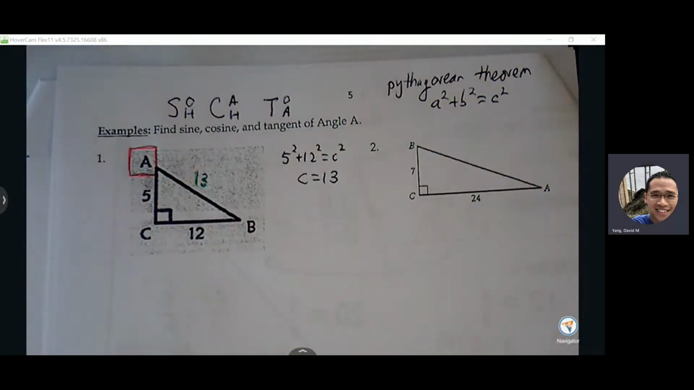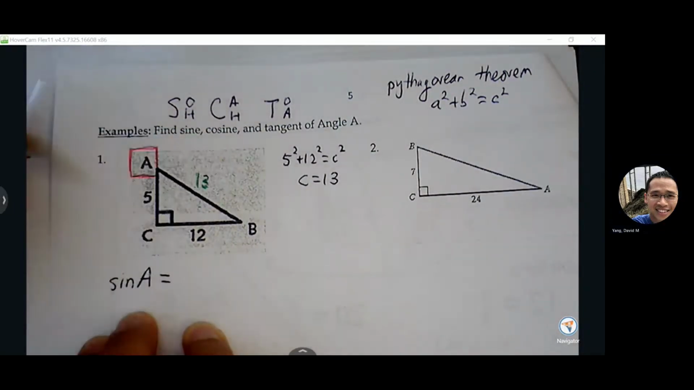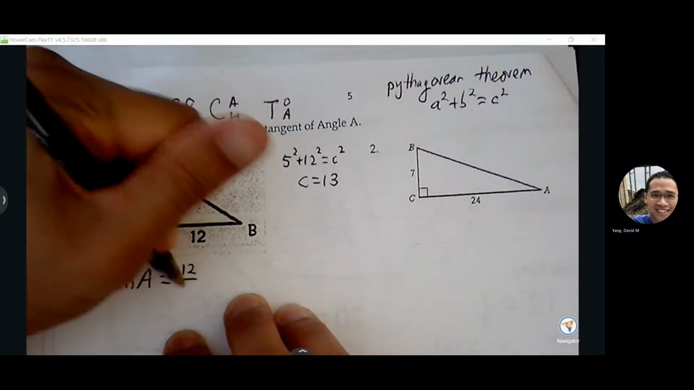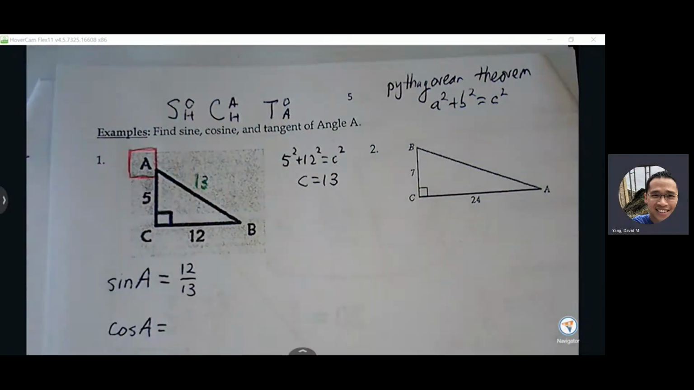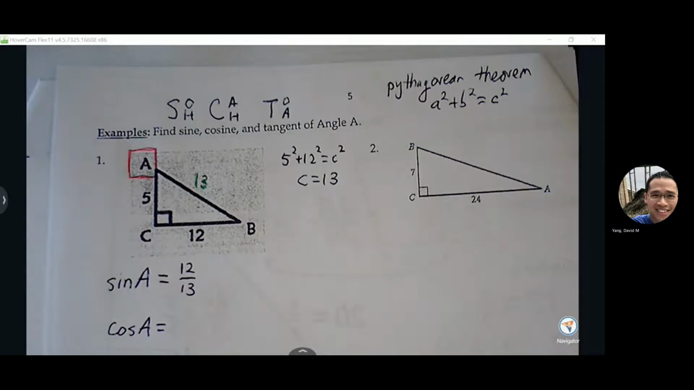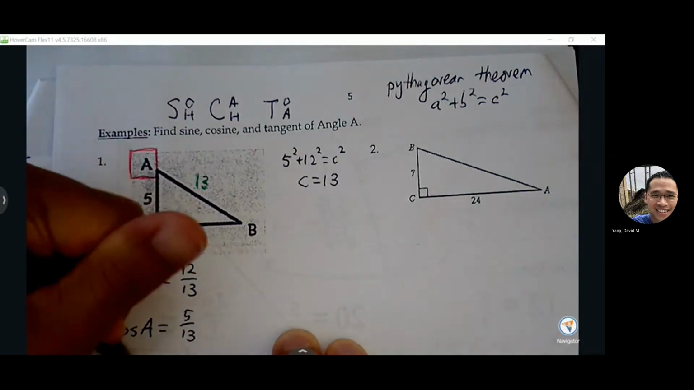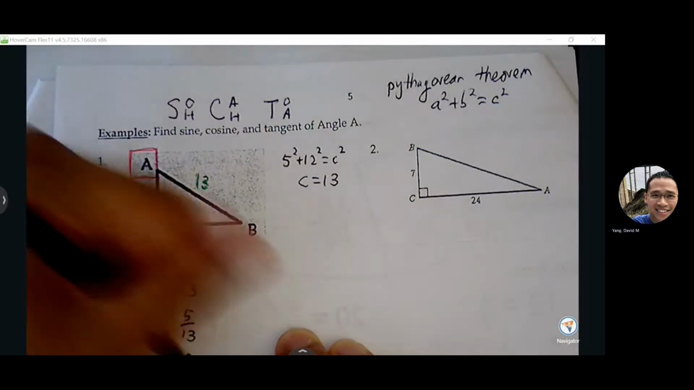Okay, so let's go ahead and find sine, cosine, and tangent of angle A. Sine of angle A is equal to the ratio of opposite over hypotenuse. So sine of A equals what? Cosine of A is adjacent over hypotenuse. Tangent of A is 12 over 5. Good.